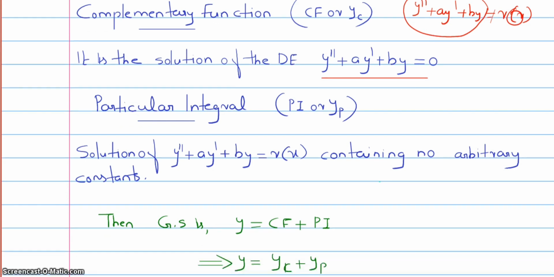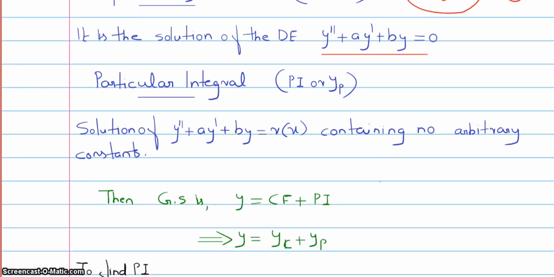After that, adding these two parts, particular integral and complementary function, we will get together the solution of the given non-homogeneous differential equation. So the solution will be the sum of complementary function and particular integral. The complementary function can be denoted as yc and the particular integral as yp. So the general solution will be the sum of yc and yp.